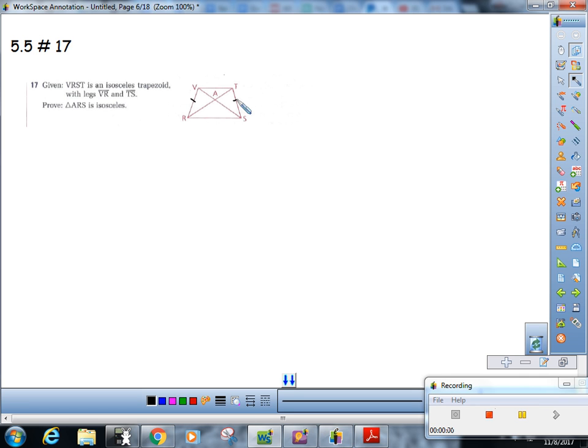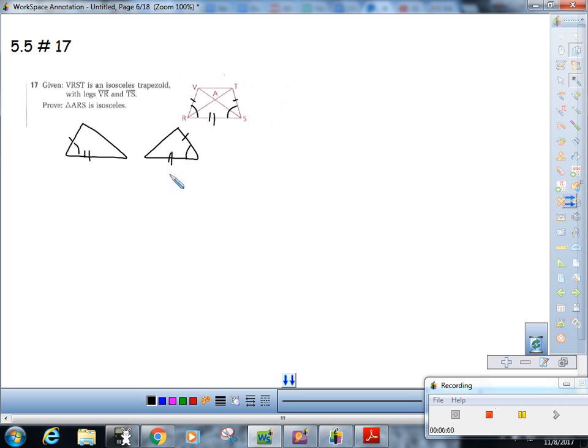Well, I know that one trait of isosceles trapezoids is that base angles are what? Base angles. How can angles be parallel? Base angles are congruent. So I'm going to be able to say that, right? And then RS is congruent to itself. So I'm pretty sure I'm going to be able to say that this triangle is congruent to this triangle. And I remember a test, chapter 4, there was a proof on it, and it was exactly like this.